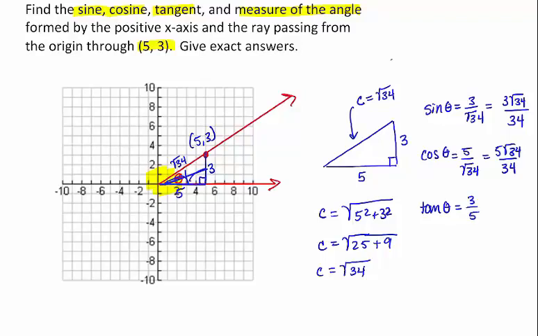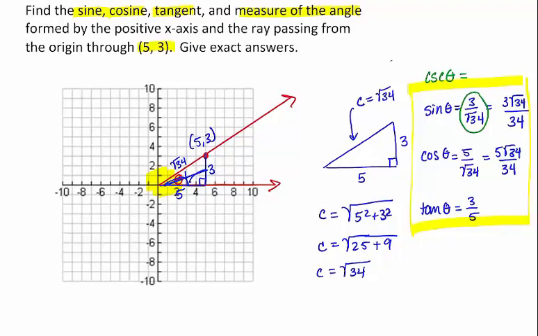Now, in this problem, I've only asked you for the sine, cosine, and tangent. But later on in your homework problems, you're going to be asked to also get the secant, cosecant, and cotangent. Now remember, the cosecant, or the CSC of theta, is the reciprocal of the sine. So if you know what sine is, you just take the reciprocal, and we've got the square root of 34 over 3.